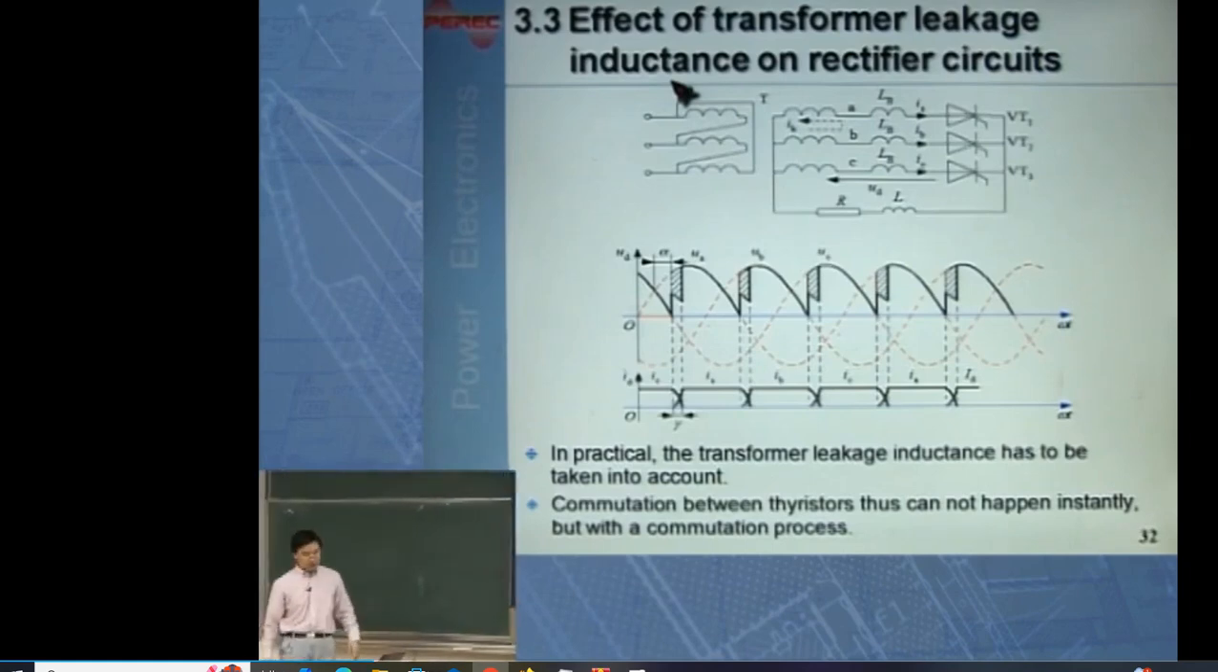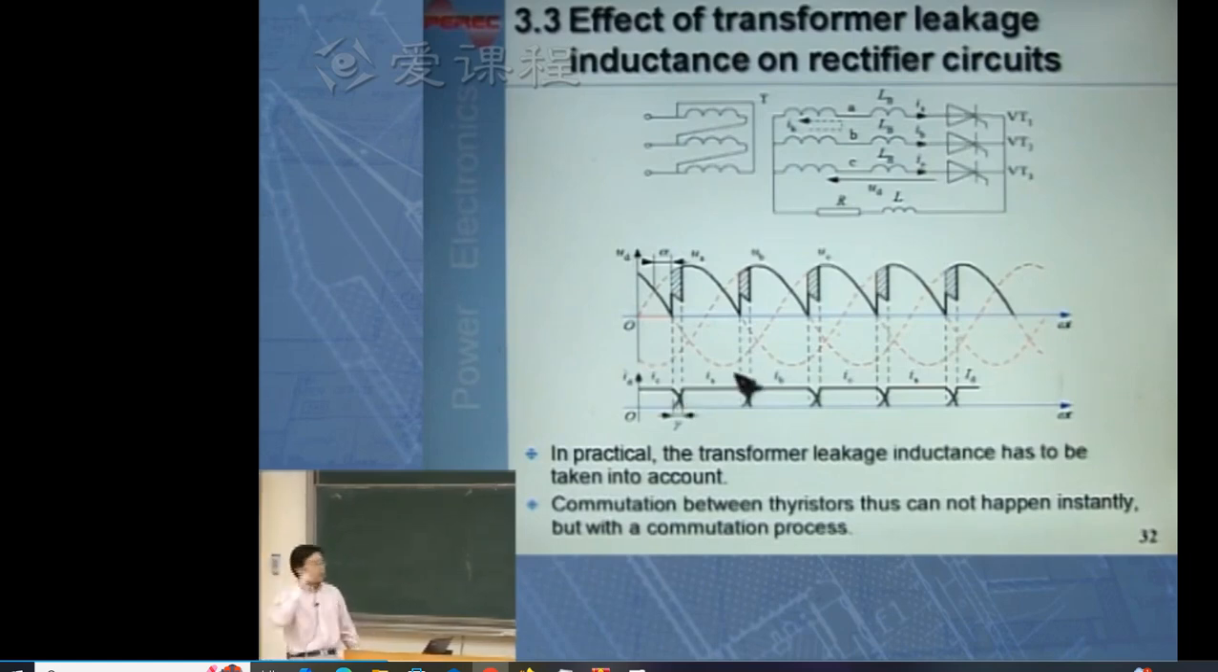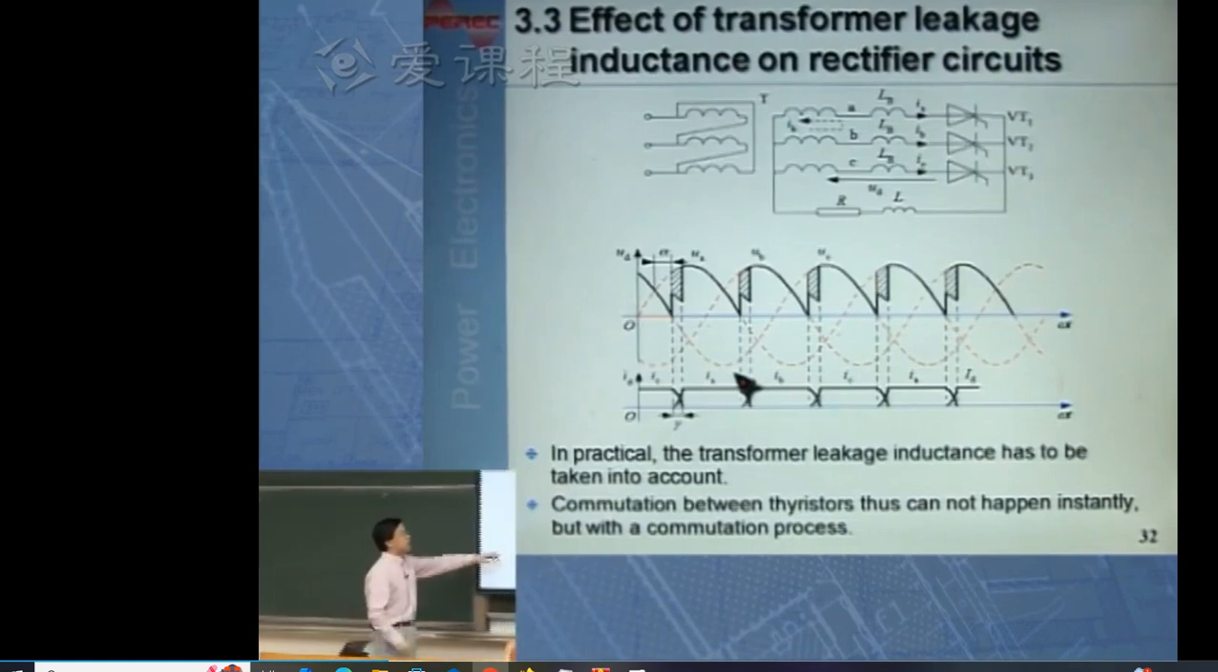In this picture you can see we draw not just the transformer but also the leakage inductance here. In each winding you have LB, used to represent the leakage inductance for each winding. Because of this leakage inductance, the current flowing through it cannot change instantly. The change would be gradual. There will be a process. So you can see this waveform showing here.